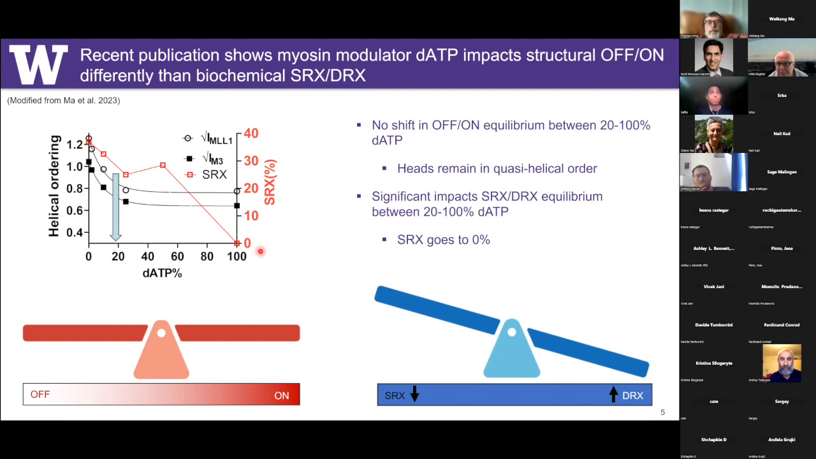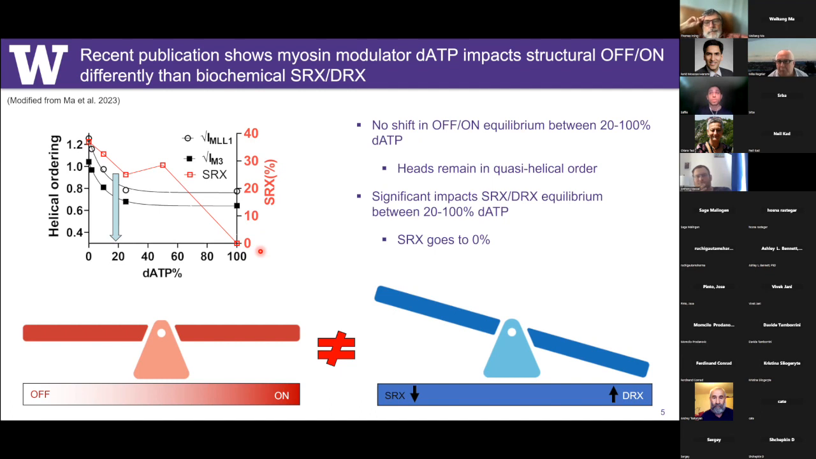And so, as described in the publication, a limitation to this comparison is that the biochemical experiments were done in unloaded myofibril conditions, whereas the X-ray diffraction measurements were done in loaded permeabilized tissues. In summary, this publication suggests that the structural off-on state of myosin may not be equivalent to the biochemical SRX-DRX states, as was described by Wei earlier.